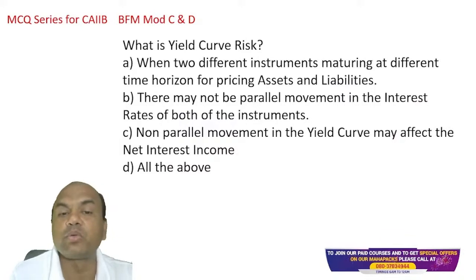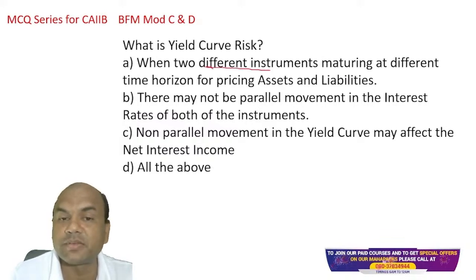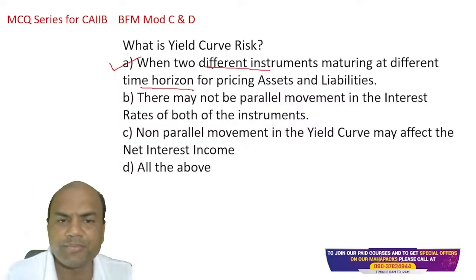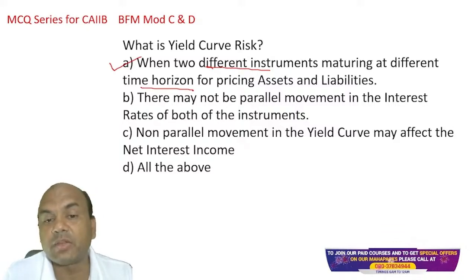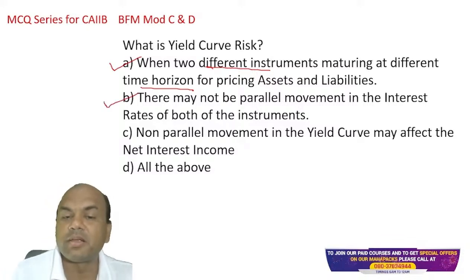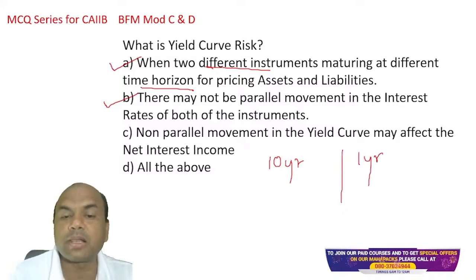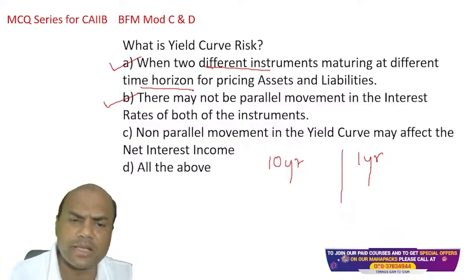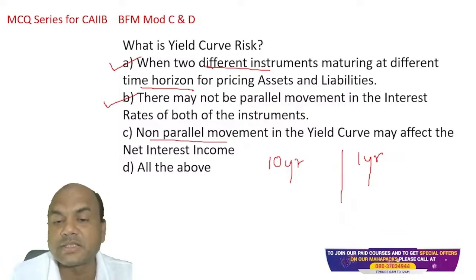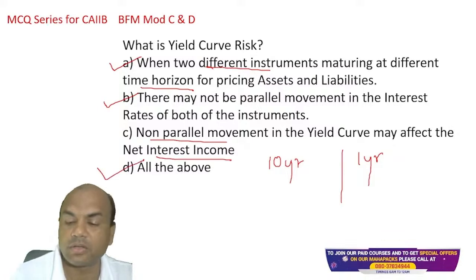What is the yield curve risk? When two different instruments maturing at different time horizons are used for pricing assets and liabilities. So different instruments maturing at different time horizons, that is the yield curve risk. Yesterday I had given the details about this yield curve. Follow yesterday's video. There may not be parallel movement in the interest rate of both the instruments. That is also true. For example, a 10 years bond will change in different proportion, whereas a 1 year bond will change in different proportion. Non-parallel movement in the yield curve may affect the NII. So that's also true. Non-parallel movement means this is changing differently, this is changing differently, so net interest income will be affected. So the answer is all of the above.